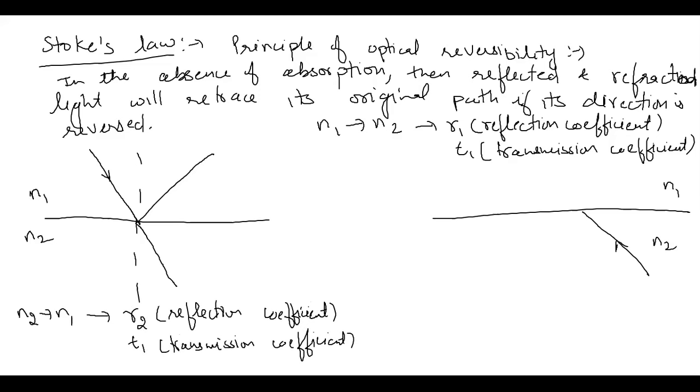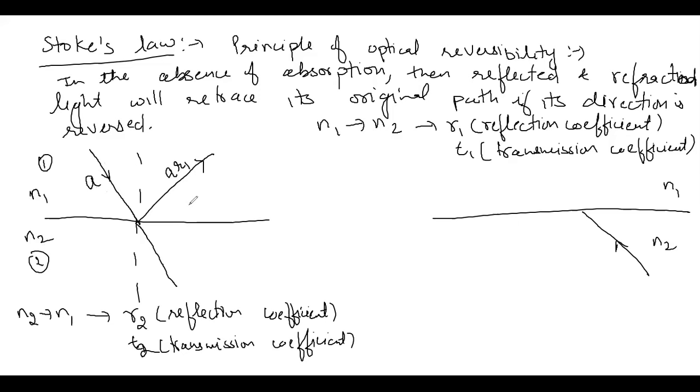Now we would like to know what is the relationship between R1 and R2, and T1 and T2. Are they similar? Are they different? So we would like to get some kind of relationship between them. Let's say that the light ray which was incident here was incident with amplitude A. I'm saying that R1 is the reflection coefficient when you are going from medium 1 to medium 2. So what would happen? A times R1 will be the light which will be reflected, right?